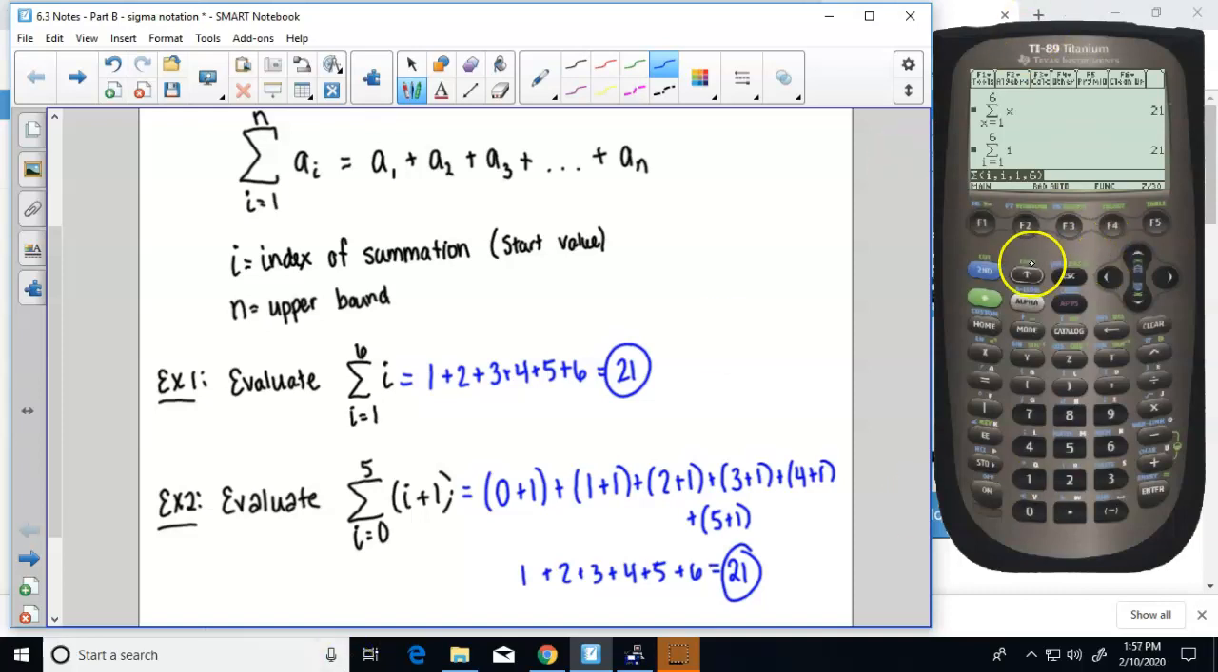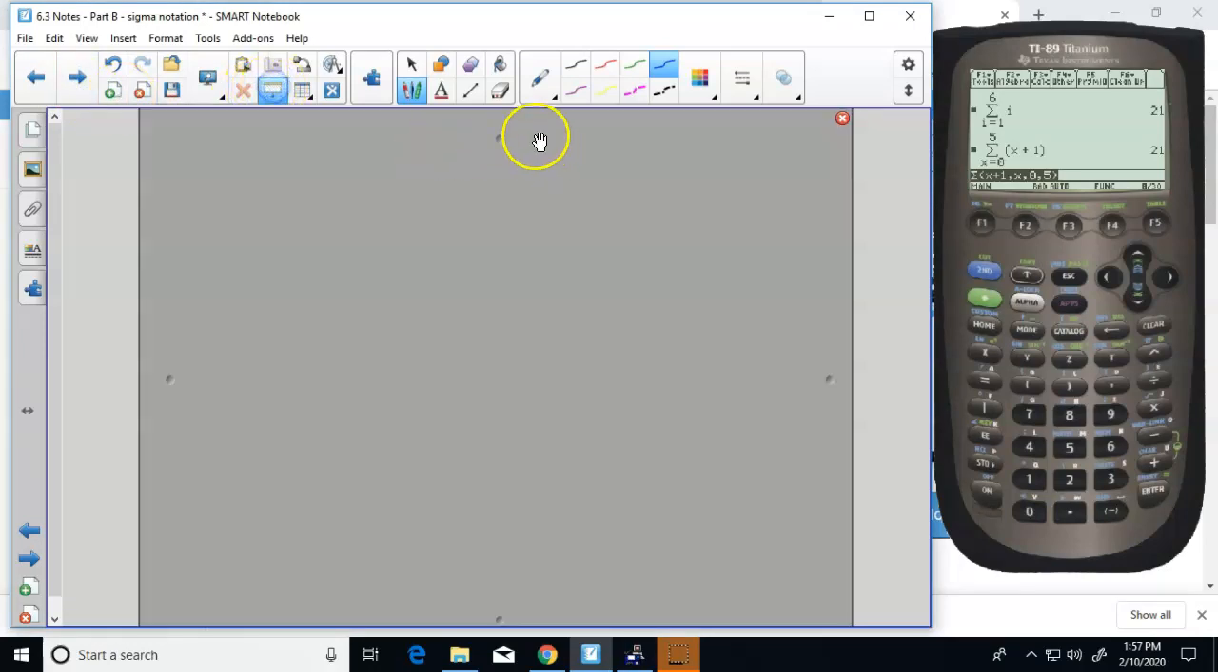If we wanted to do that one in the calculator, we would choose number 4. We would do x plus 1. Oh wait, don't close that parentheses yet. Comma x, comma 0, comma 5. And you'll see we get the same answer there. Okay, questions? All right, let's do another one.